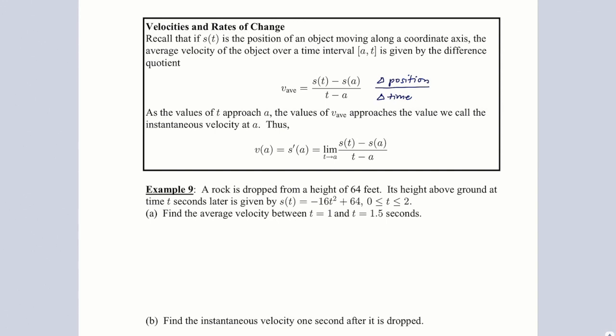And then it says as values of t approach a, approach our fixed value, then the average velocity turns into what we call the instantaneous velocity. And so we will use v of a, and that's the derivative of the position function at a. And we'll say that's the limit as t approaches a, s of t minus s of a over t minus a. Or we can also use limit as h approaches 0, s of a plus h minus s of a divided by h.